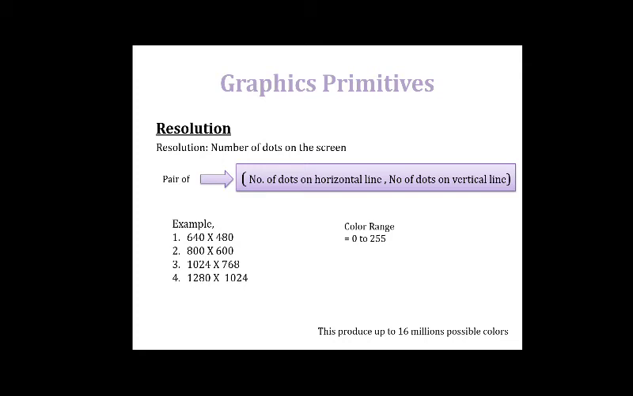Here are some examples: 640 by 480, 800 by 600, 1024 by 768, 1280 by 1024. These are some standard resolutions which are used for computer screens or any mobile screen likewise. These are examples of standard resolution.